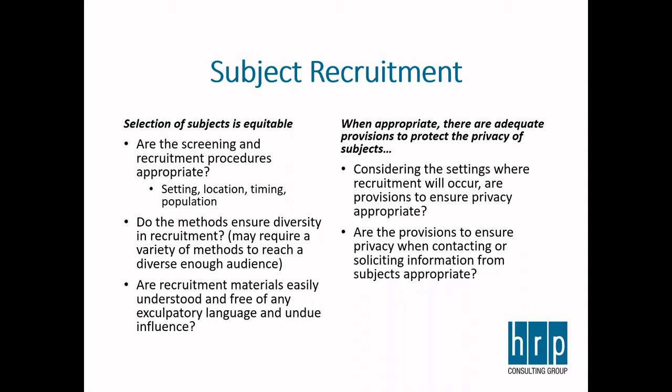And then in terms of determining if there's adequate provisions in place to protect the privacy of subjects, the IRB is going to consider the settings where recruitment will occur, and if there's provisions to ensure privacy when contacting and interacting with subjects. So careful consideration should be given to how people are approached, the setting for approaching subjects, and the level of privacy needed to conduct this discussion about research participation.